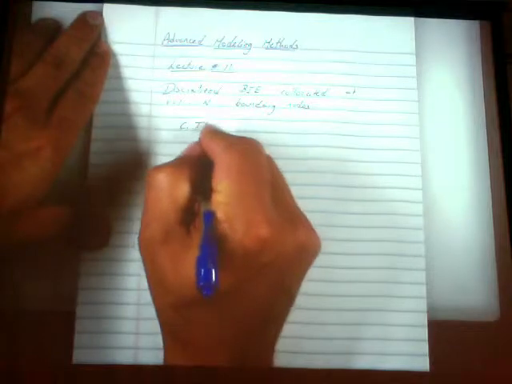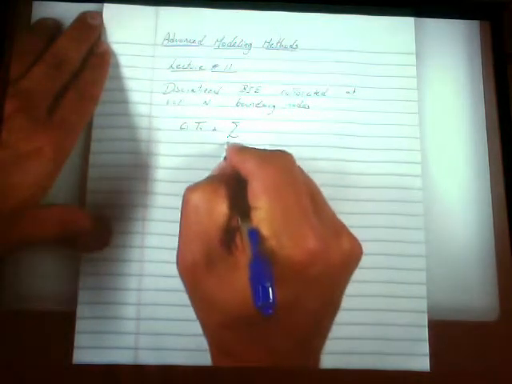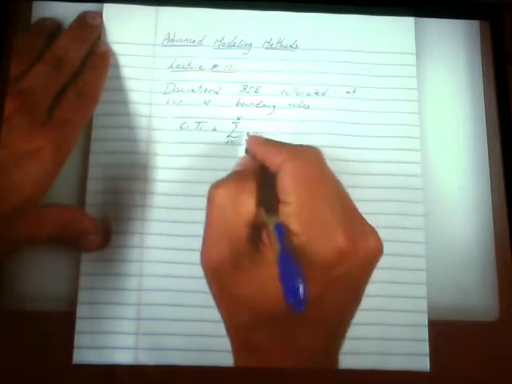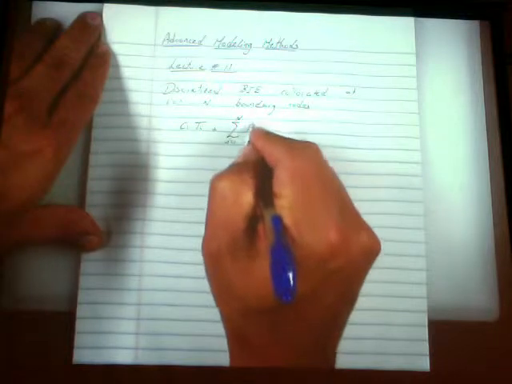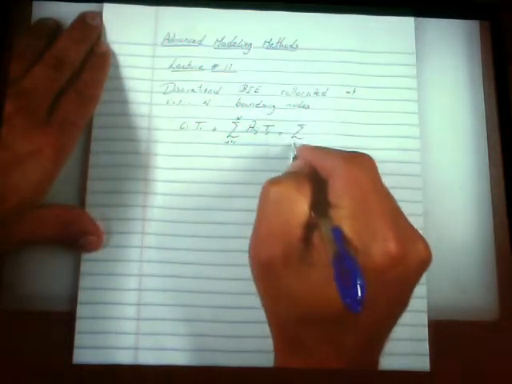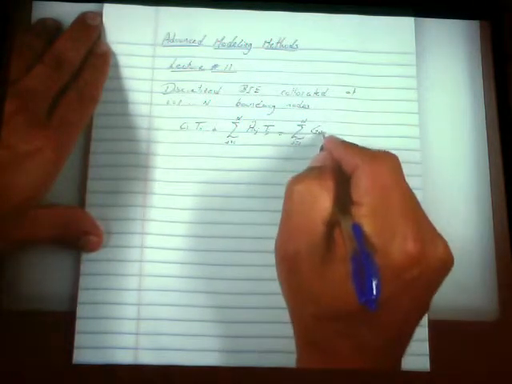boundary elements. And the result of that was Ci Ti plus the summation from j equal 1 to n of Hij Tj is equal to the summation from j equal 1 to n of Gij Qj. Okay?